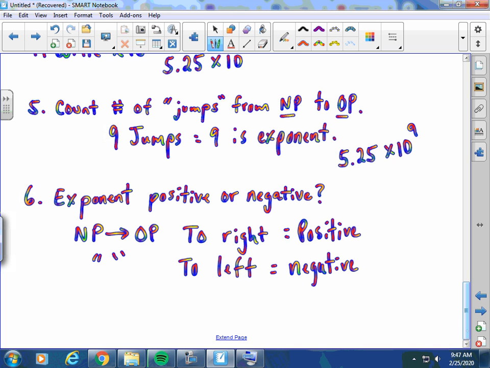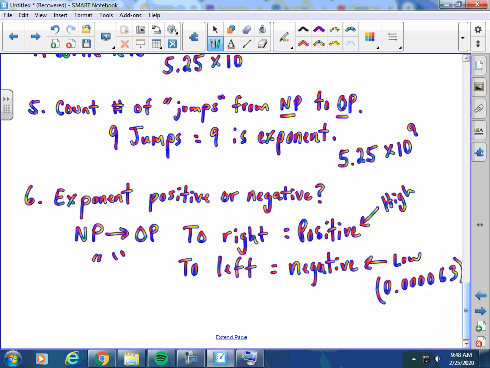Another way to think about that is the exponent is positive when you have a really high number. So we had a really big number, 525 followed by 7 zeros. It's negative when you have a really low number, like some kind of decimal number. Something like that. All right.